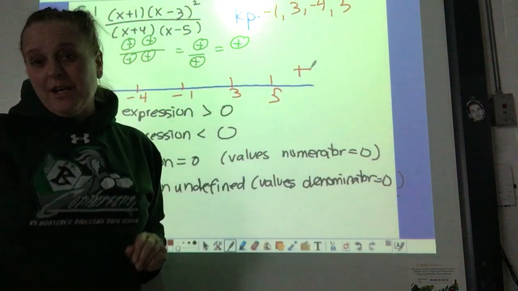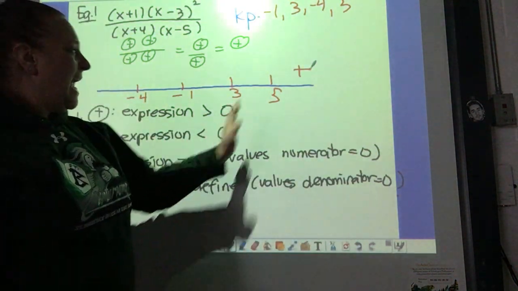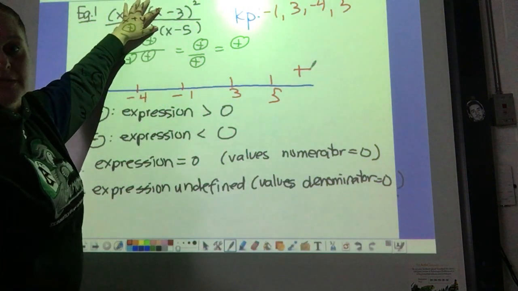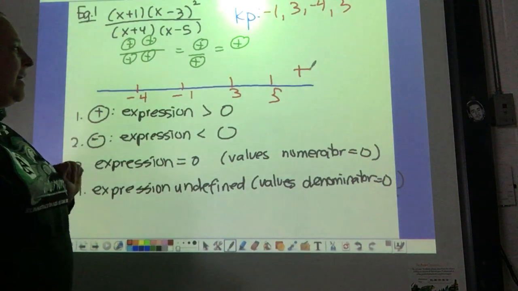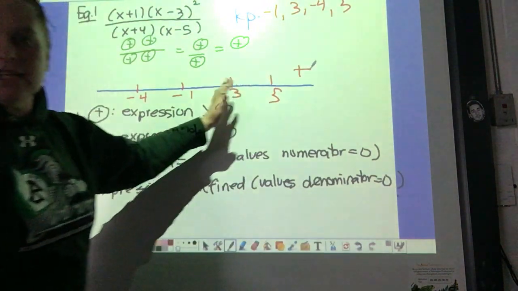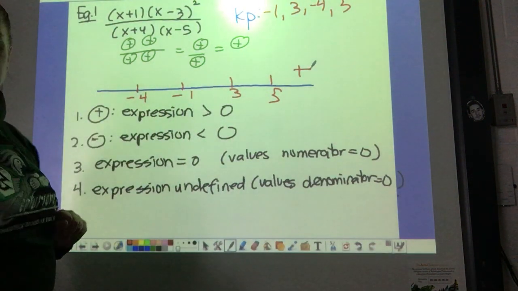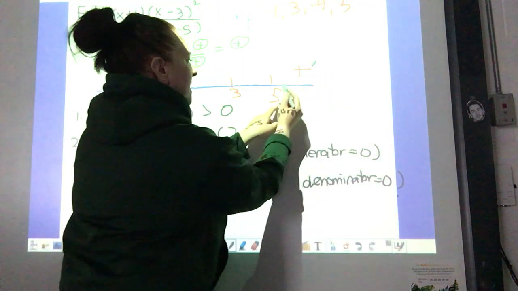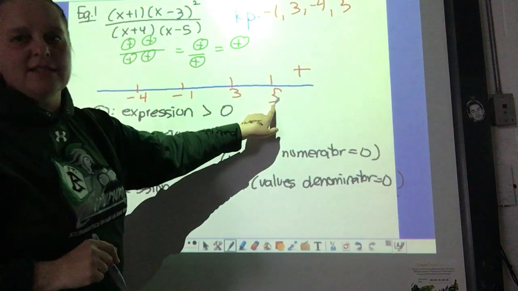So if you've got extra time in quarantine, test it out. Any number greater than 5 will always make this expression positive. Test it out. Okay, now the good news is we don't have to test a number from each region. We're just going to use the rules that we had. So we go from the right to the left. The first key point we hit is 5.